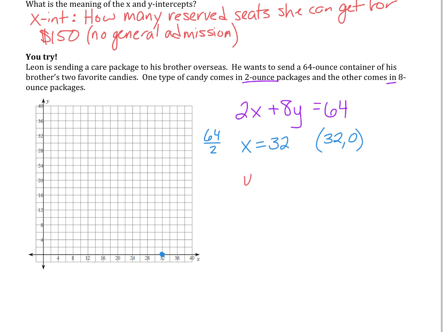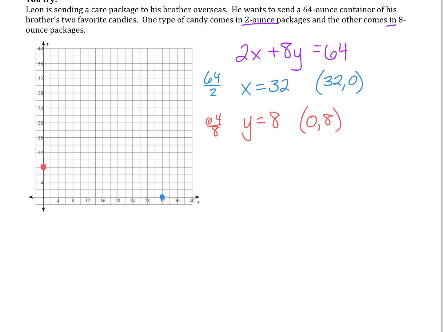So what about for my y-intercept? Yeah, 64 divided by 8, which is 8. So I have 0, comma 8, so I'm going to put that on my graph. So notice they're on the x and y intercepts, okay? They're on the x-axis for the x, the y-axis for the y.